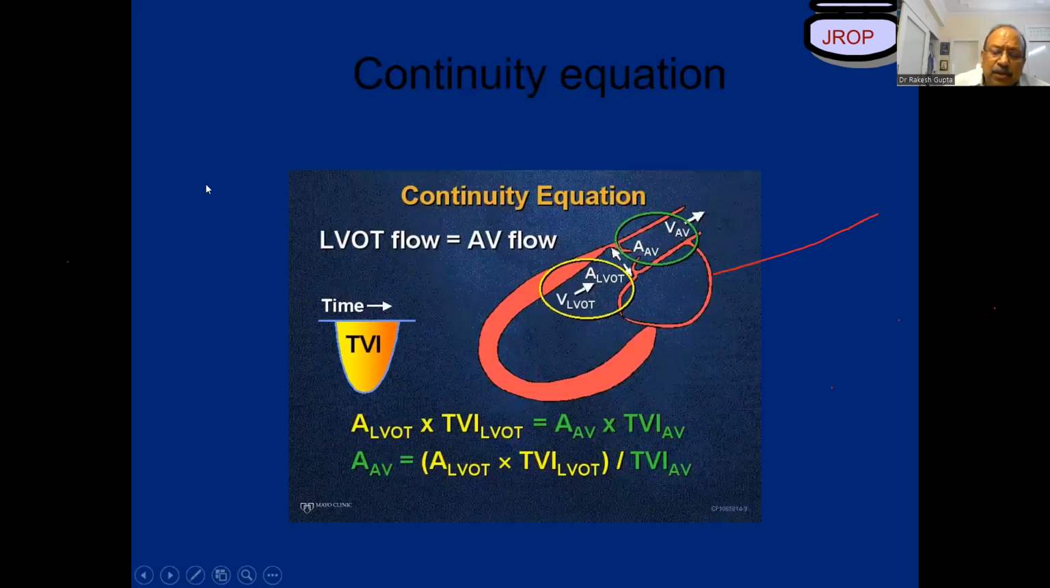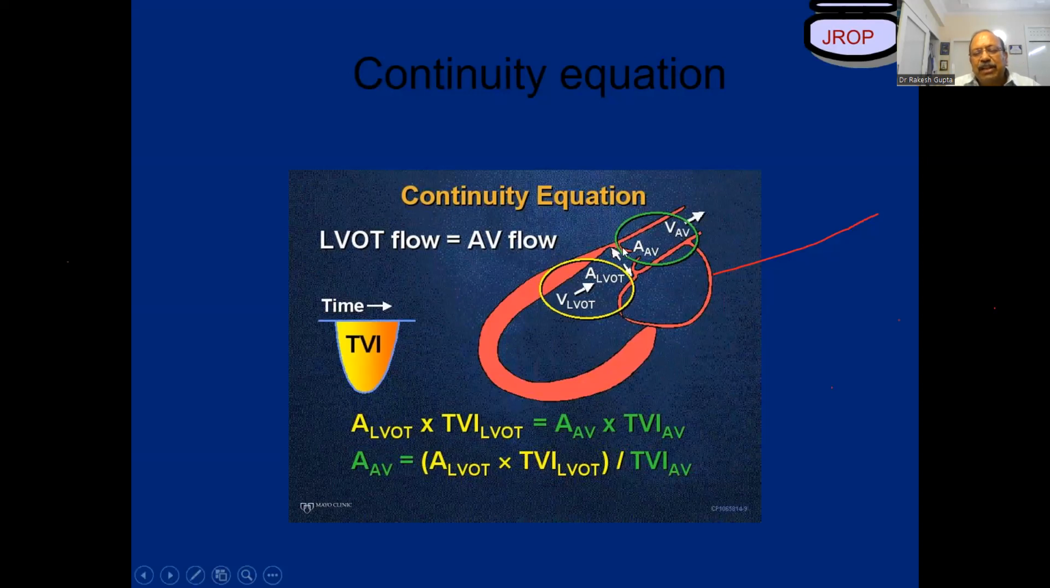Now, the second question is about the continuity equation. This is the LVOT, this is the aortic valve, and this is the aorta. The concept is that whatever blood is flowing through the LVOT has to flow across the aortic valve. It's a very simple phenomenon. Suppose somebody has a society, how many people are going in? They have to go through the same inlet door and then go to the society's main gate where the apartments are. They have to go to the building's floor gate where they take a lift or a staircase to get into the building.